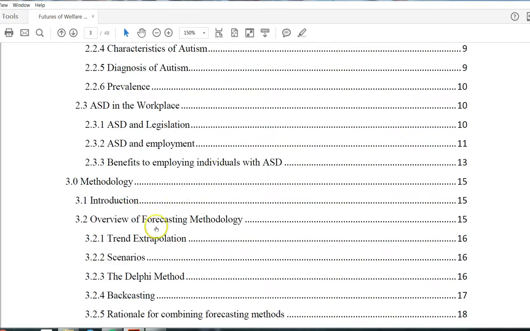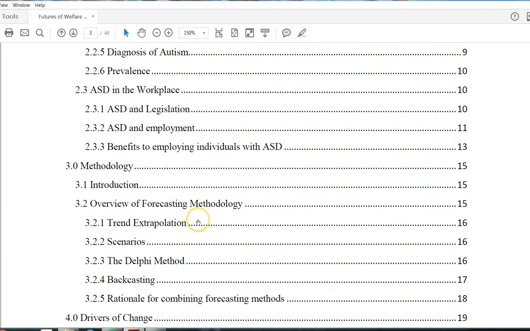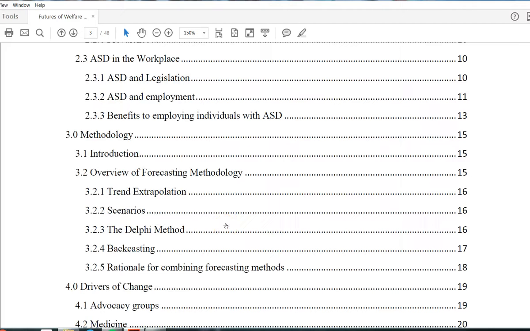They then move into their methodology section. Again, they introduce this, and then they provide an overview of forecasting methodology. They themselves were interested in trend extrapolation. They talk about scenarios. They talk about the Delphi method. They talk about a methodology that we haven't got onto yet, but that I will talk about in the next week or so, which is called backcasting. That's I suppose a mechanism of writing retrospectively, if you will, your scenarios, and we've already touched on that, but it's actually called backcasting.